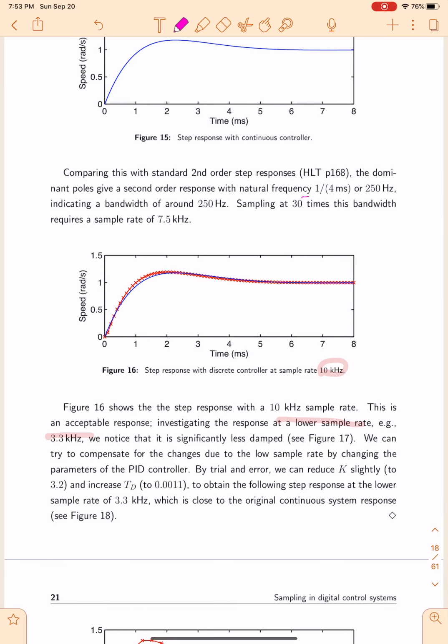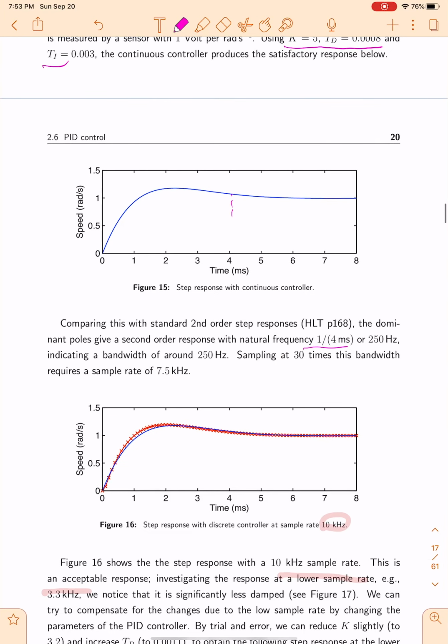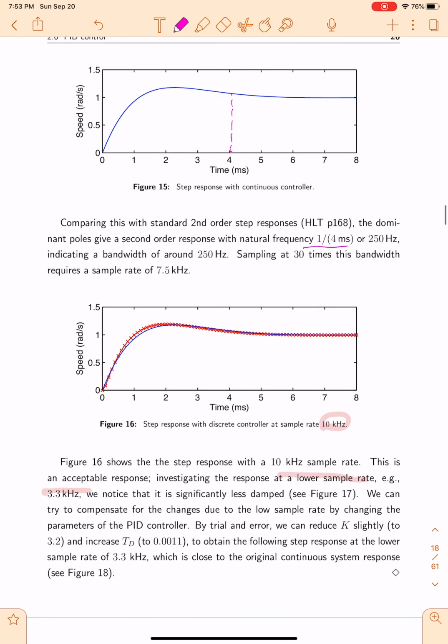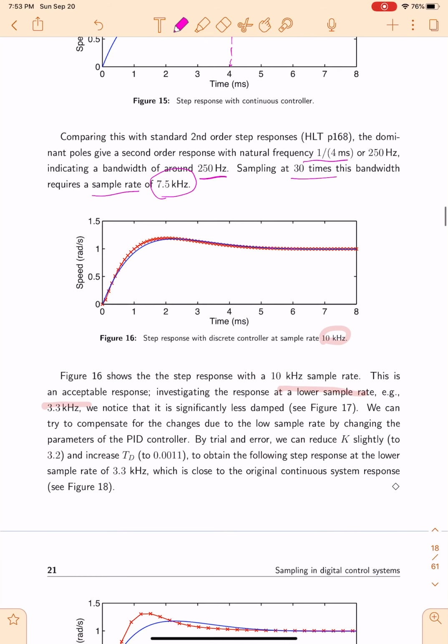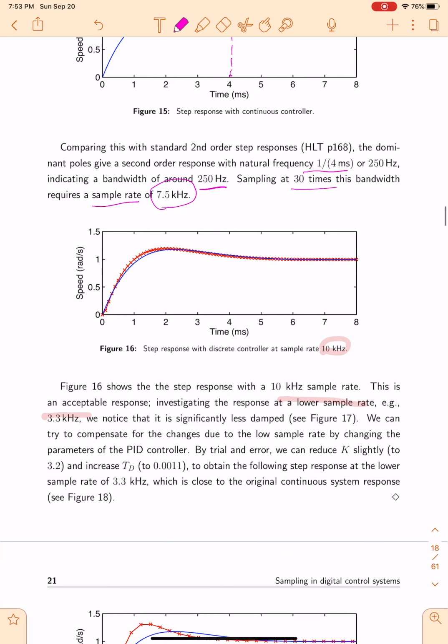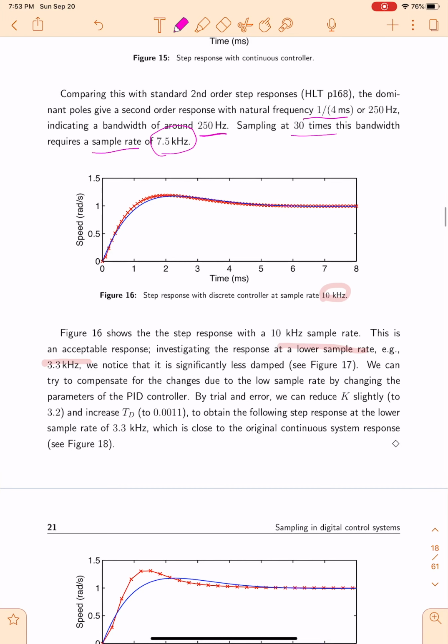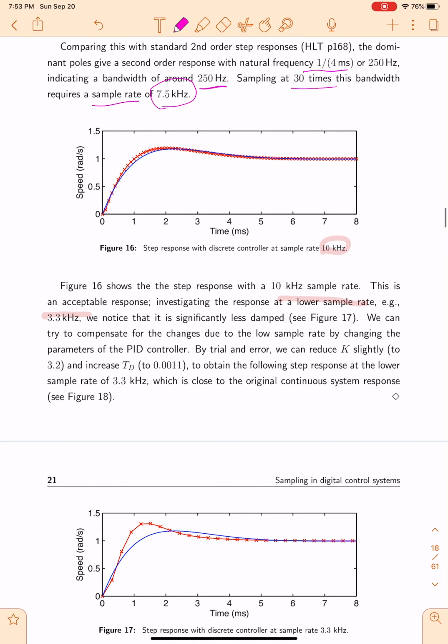The natural frequency here is roughly around here, indicating a bandwidth around 200 Hz. Sampling at 30 times the bandwidth will give a sample rate of 7.5 kHz. Step response at a sample rate of 10 kHz. So this picture shows a step response with a 10 kHz sample rate. This is an acceptable response.